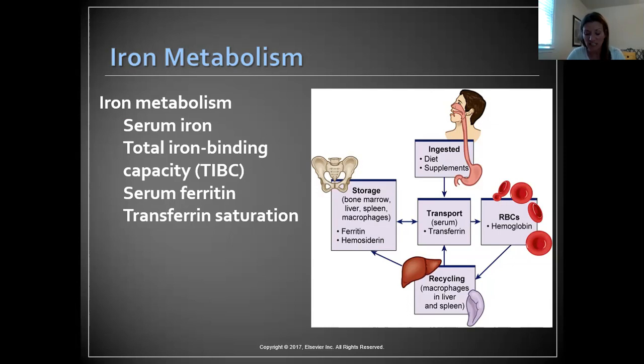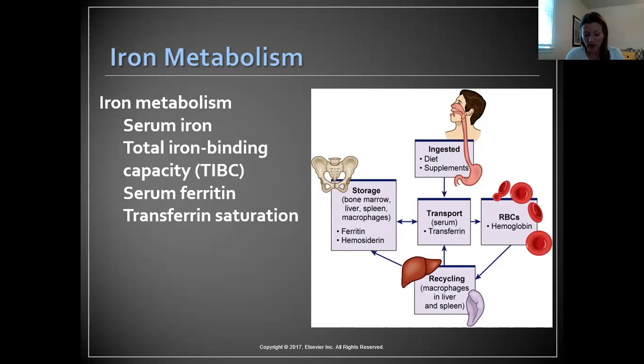Transferrin, which is synthesized in the liver, serves as a carrier plasma protein for iron. The degree to which transferrin is saturated with iron is a reliable indicator of iron supply for developing red blood cells. There is normally very little iron loss, except from blood loss, when iron is recycled.